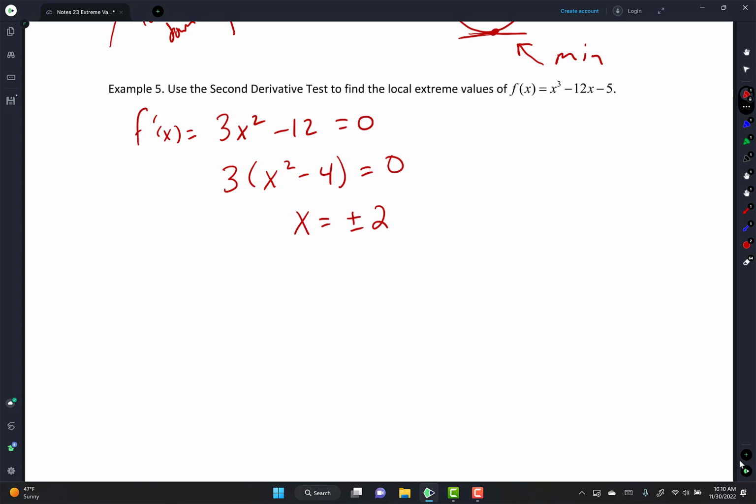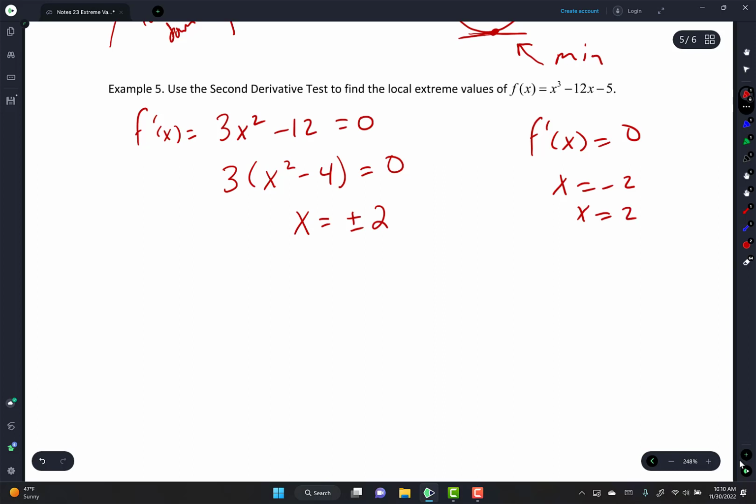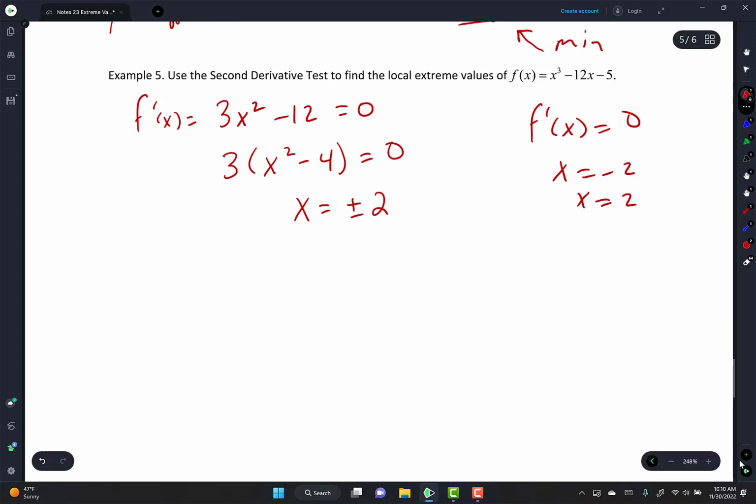All I did right now was find when my derivative was 0. For what values of x is the derivative 0? For negative 2 and positive 2. Cool or not cool? All right, now let's do the second derivative. F prime prime of x equals, what's the derivative of 3x squared? All right, so let's do f prime prime of negative 2. That's negative 12. And let's do f prime prime of positive 2. That's positive 12.